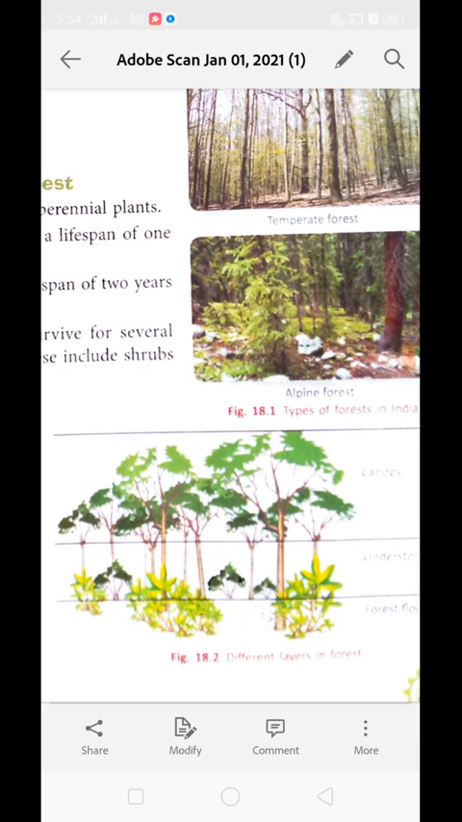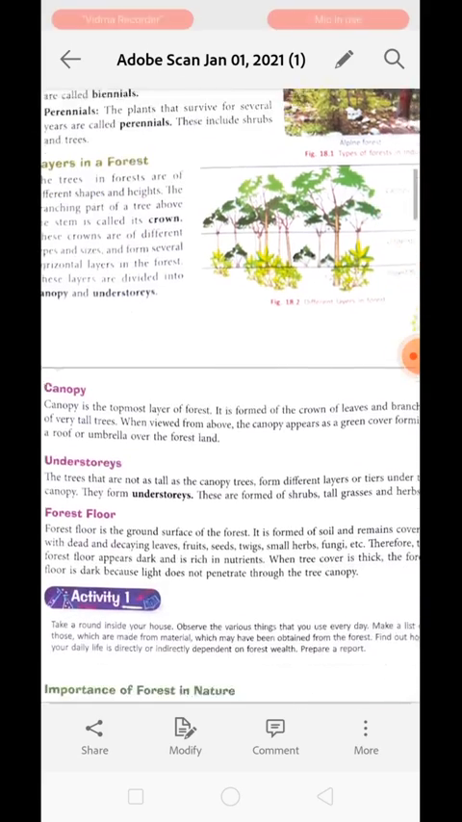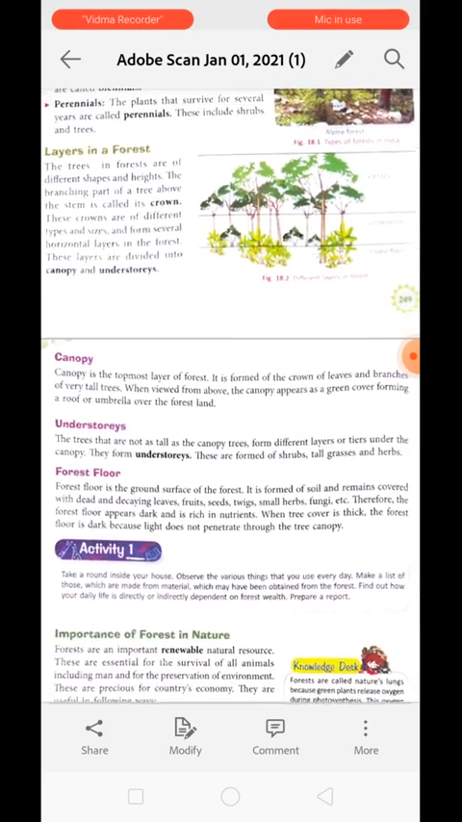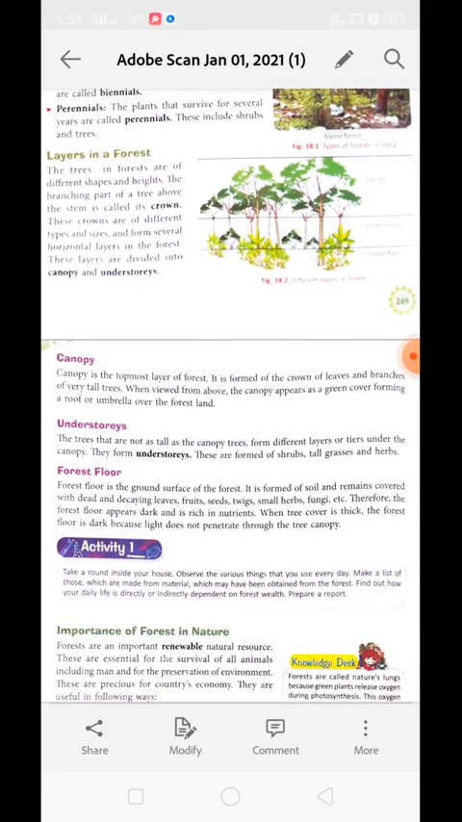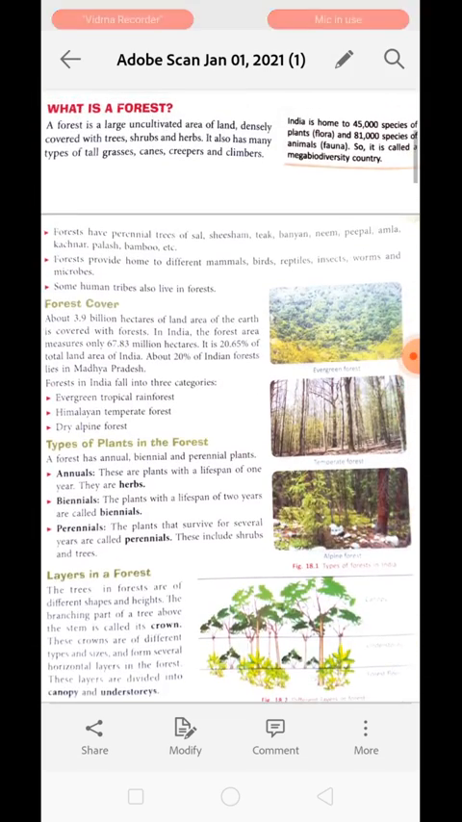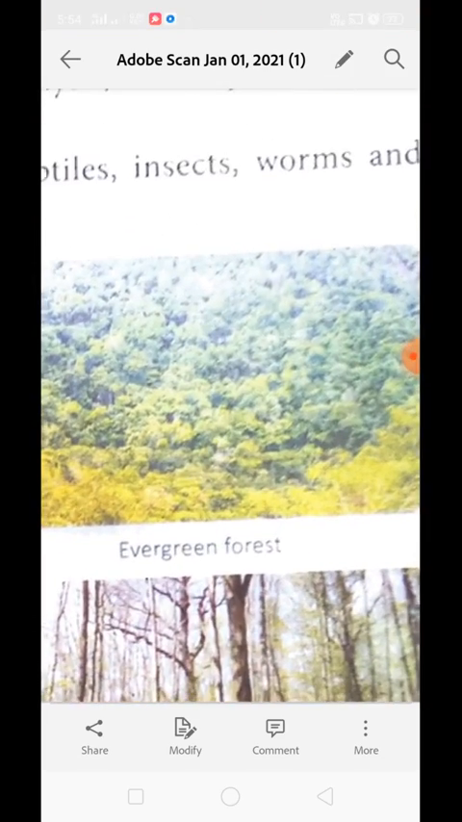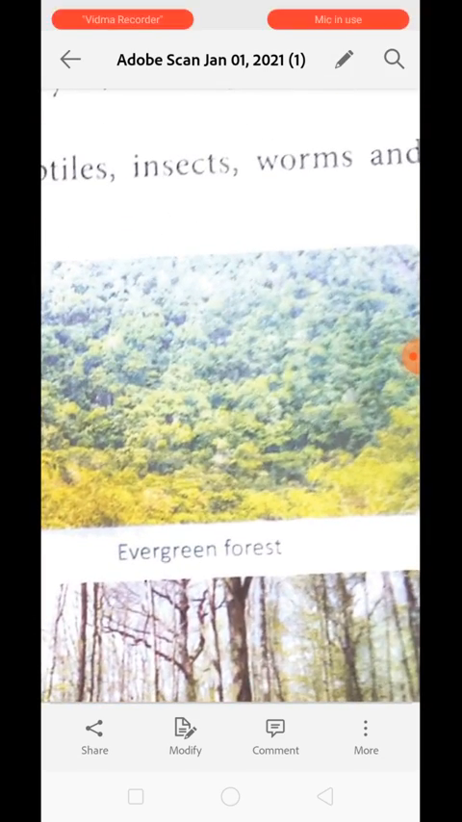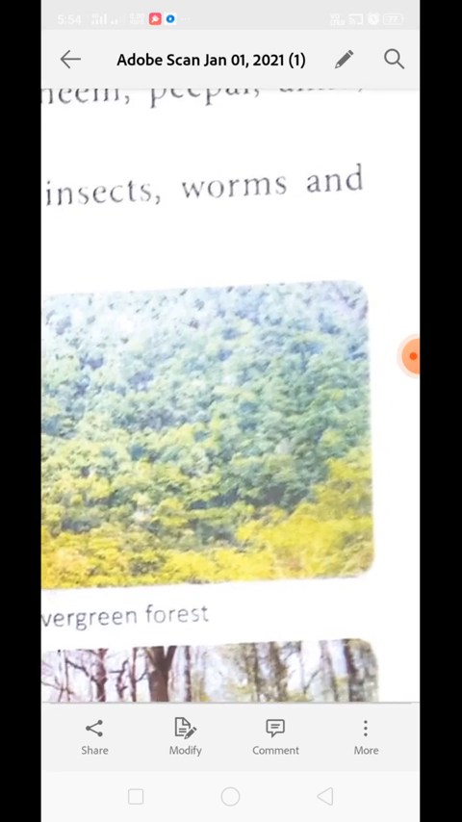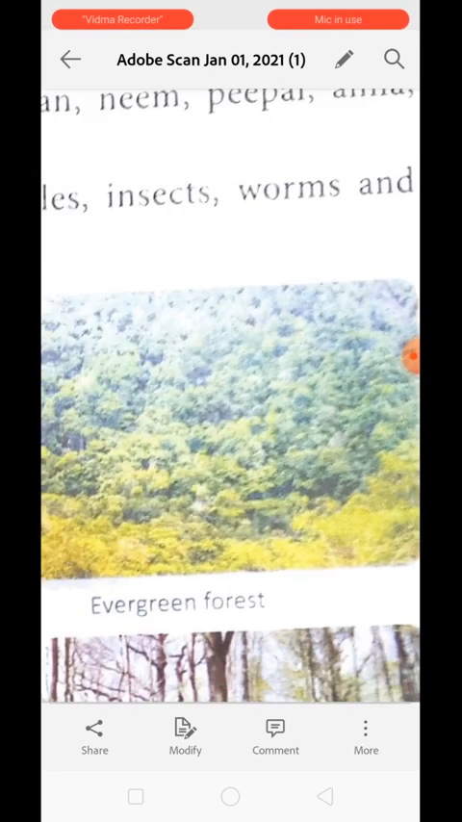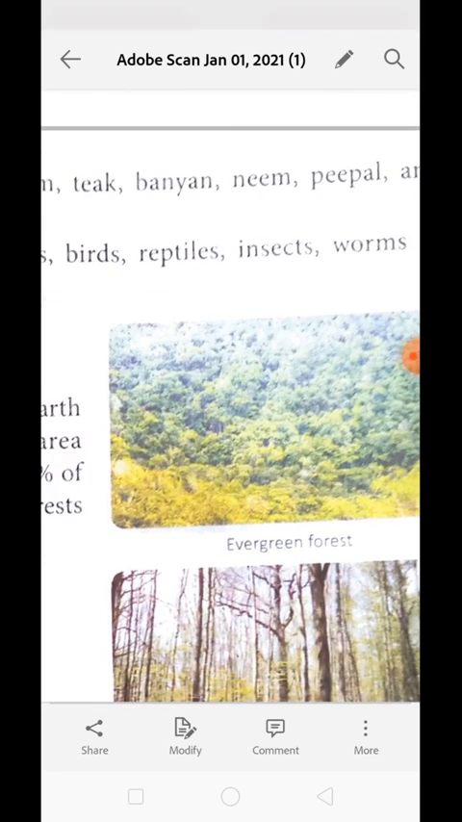Now we are going to discuss about canopy. What is canopy? The topmost layer of the forest. It is formed by crowns of the leaves and branches of very tall trees. When viewed from above, the canopy appears as a green cover forming a roof or umbrella over the forest land. Can you see this? This is how canopy looks like from above view.